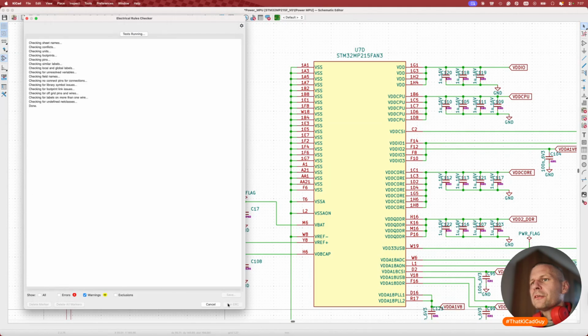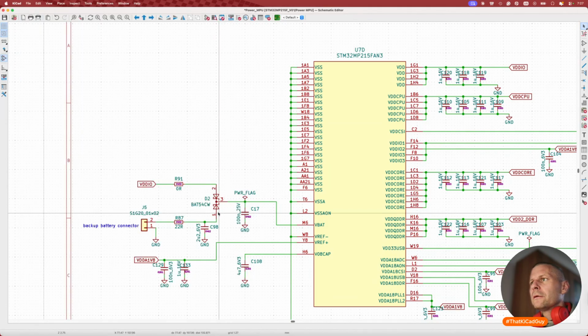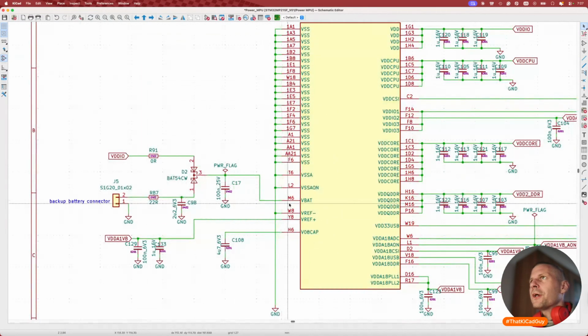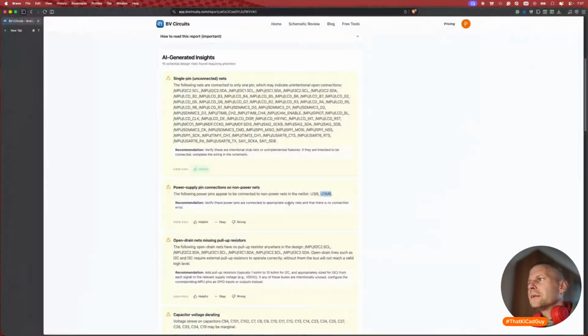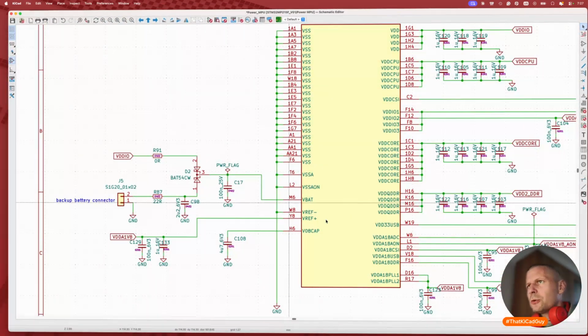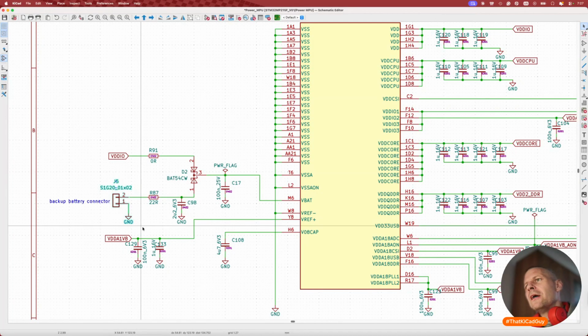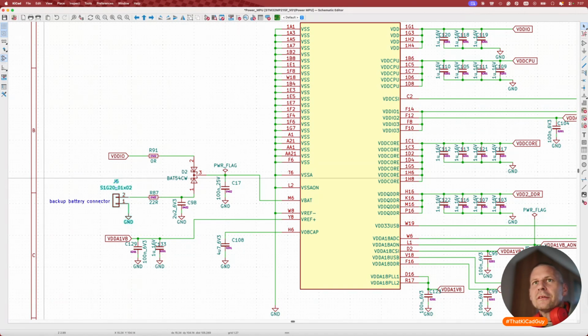Even though the ERC is not pointing to that point, I think that's false. That's a false positive, or false negative, or how to say, like a false issue. That's power input, and this is power input, and this is potential power input, because a battery is to be connected here. So this is correctly marked as power flag. That's correct.